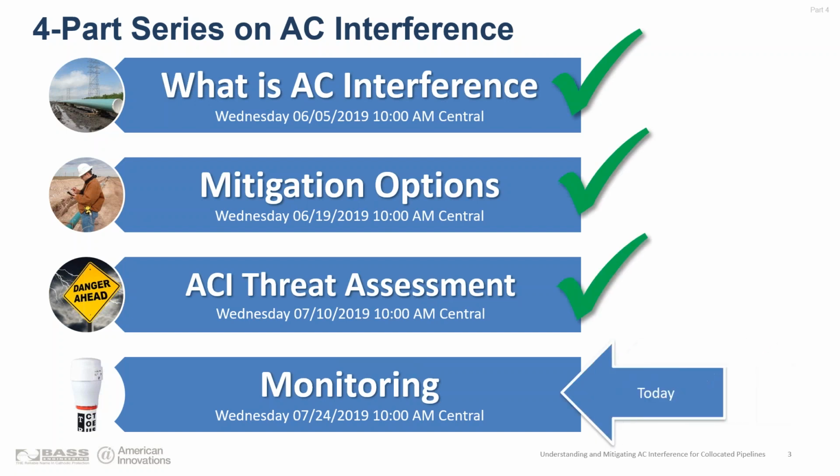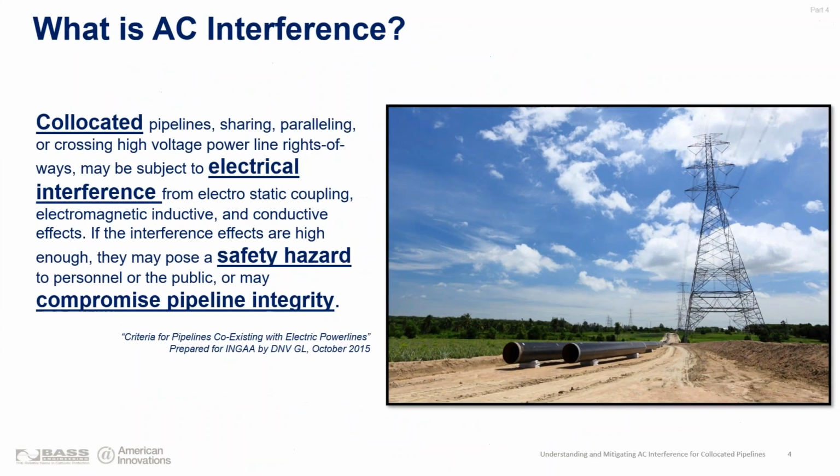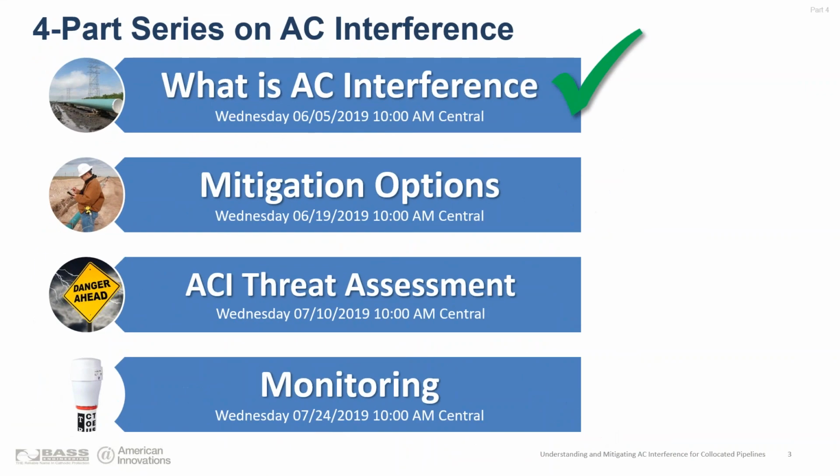Our first webinar was on AC interference. We gave you a definition of AC interference, and we also told you what to look for when you had your ditch open, your pipe exposed. What are the symptoms and characteristics of AC interference? So we gave you a definition, and we told you what to look for out in the field, out on the right of way.